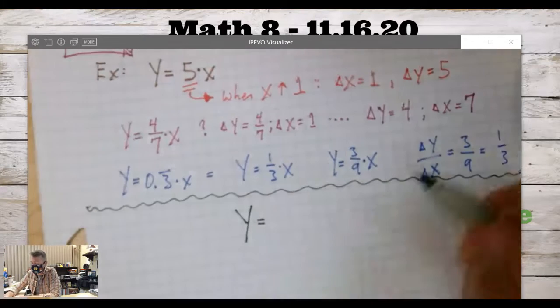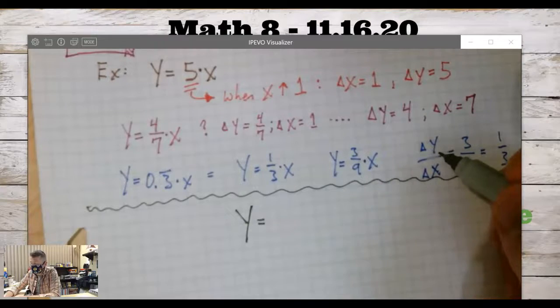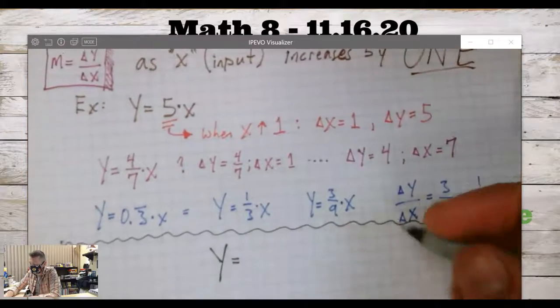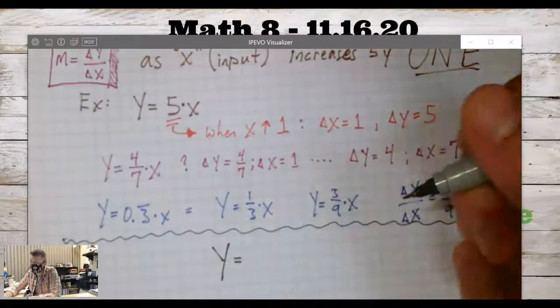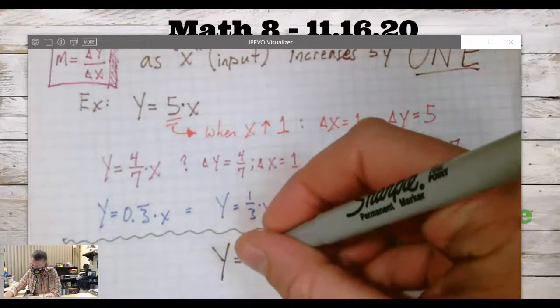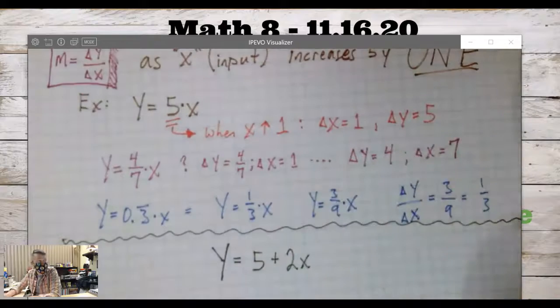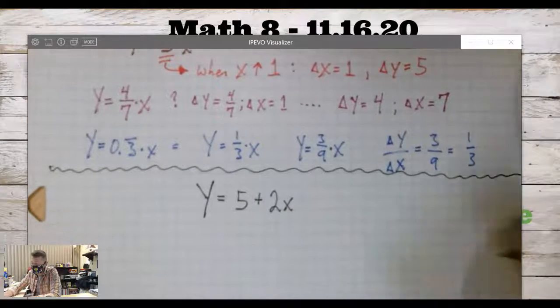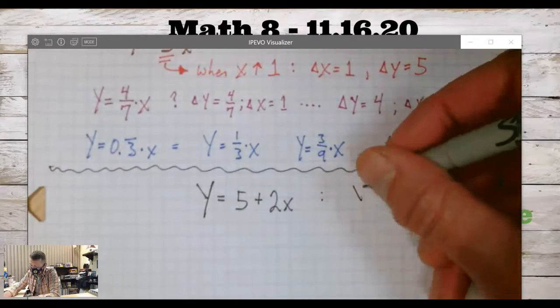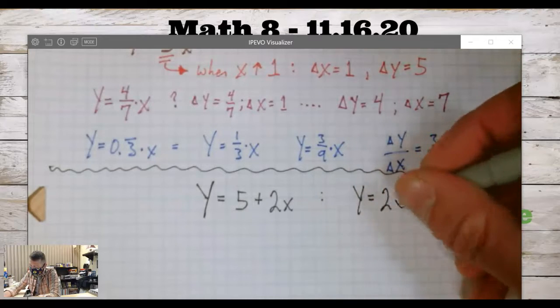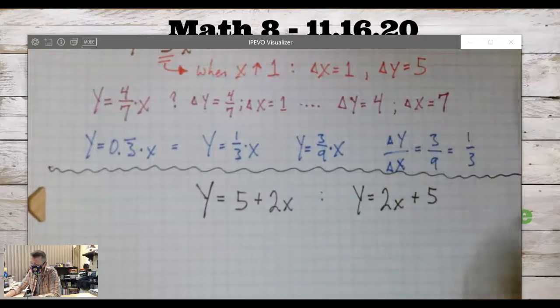So guys, if we had a situation like y equals, I'm going to change the order that I write this in though. What if I give you y equals 5 plus 2x? That's the same as saying y equals 2x plus 5. Right, I'm just writing it in a different order because there's a story to go with this.